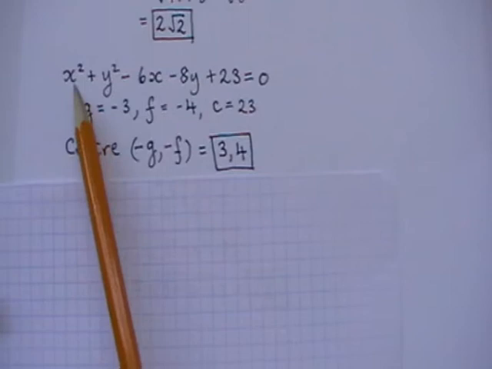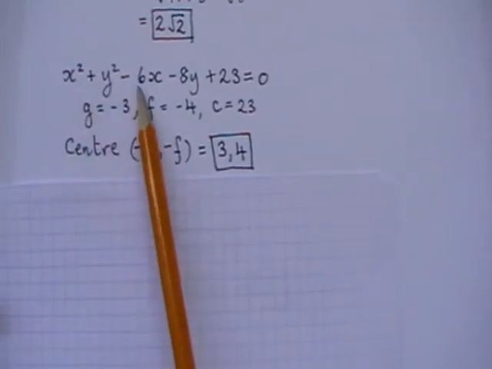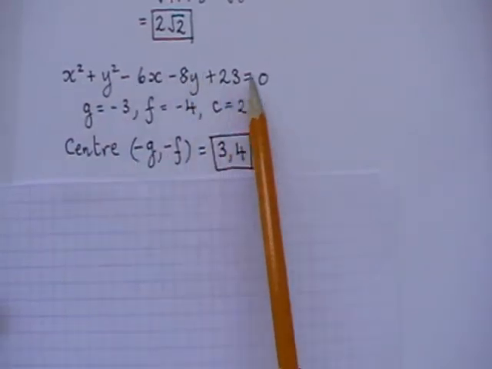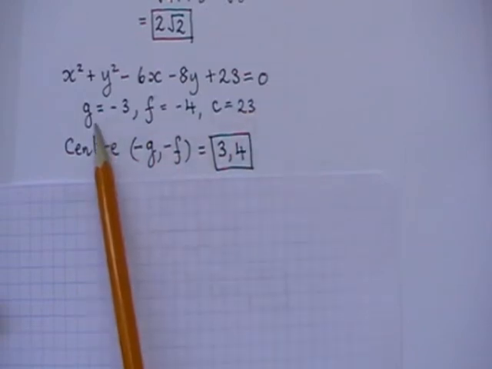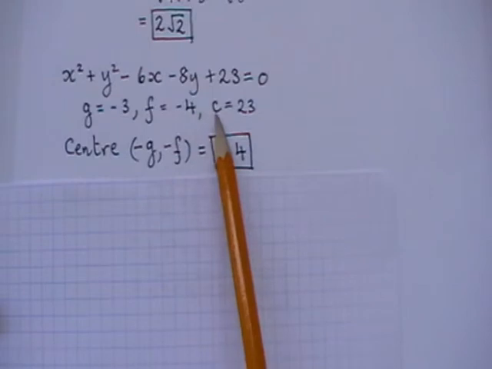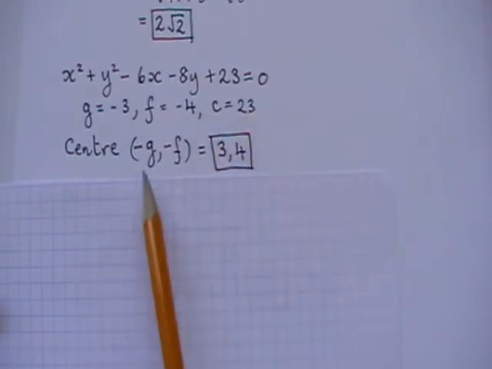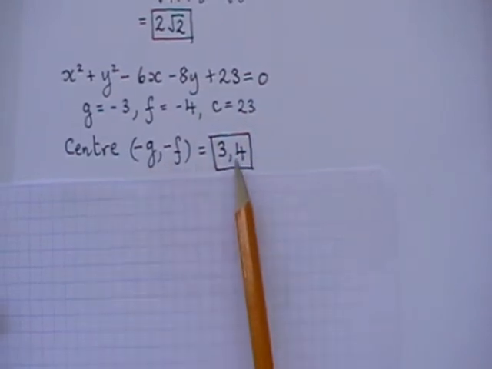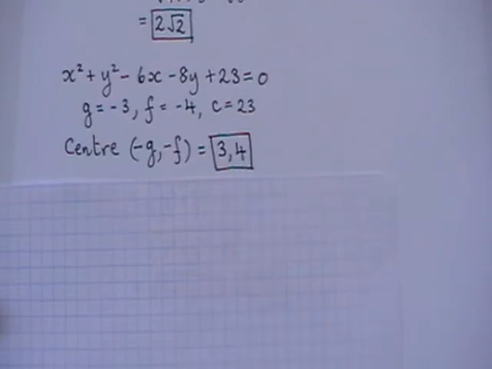The second circle, x squared plus y squared minus 6x minus 8y plus 23 equals 0, gives a value for g of minus 3, for f of minus 4, and for c 23. So its centre, minus g, minus f, is (3, 4).